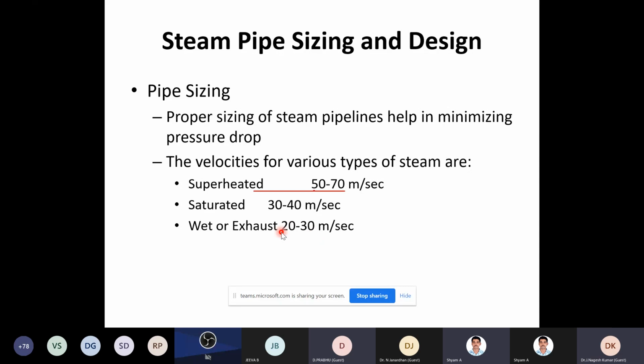So when you subject it to higher velocity, there will be erosion. So normally the wet steam is kept at 20 to 30 meters per second. The average velocity of saturated steam, we can take it as 30 meters per second.